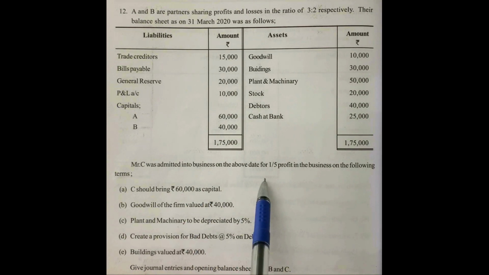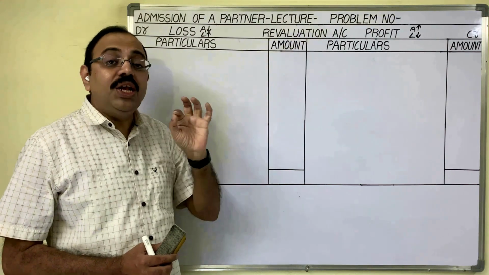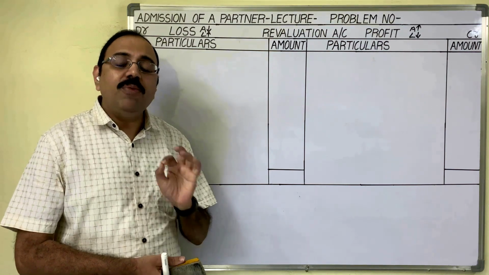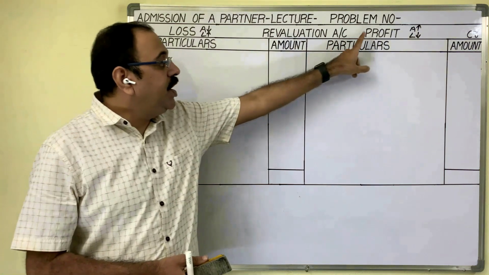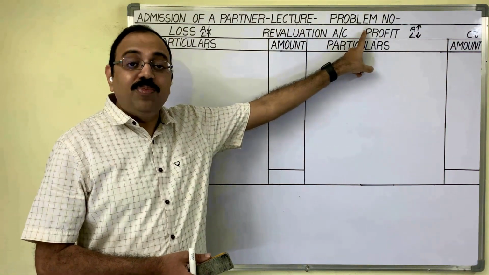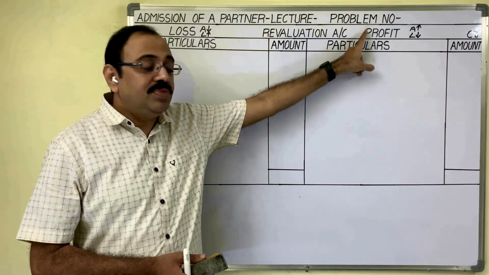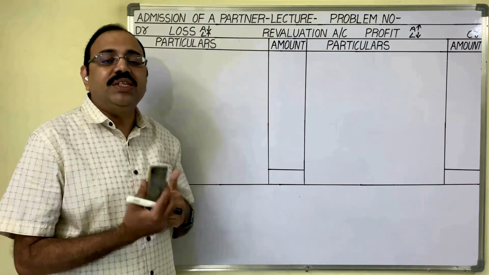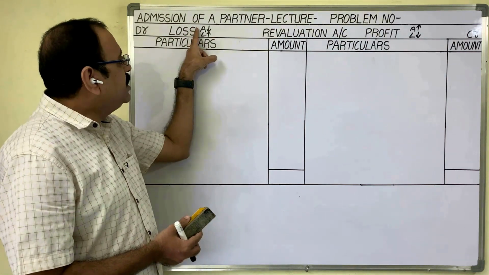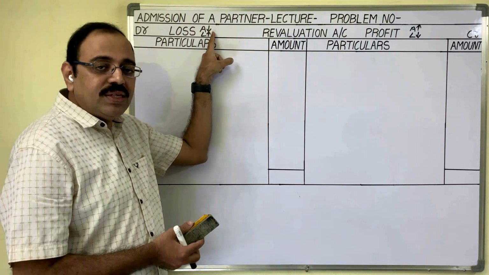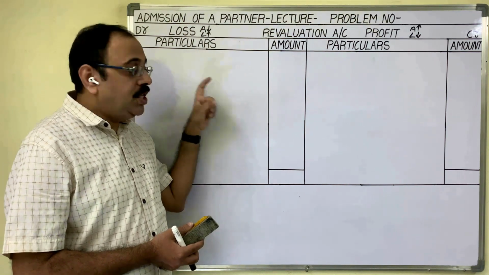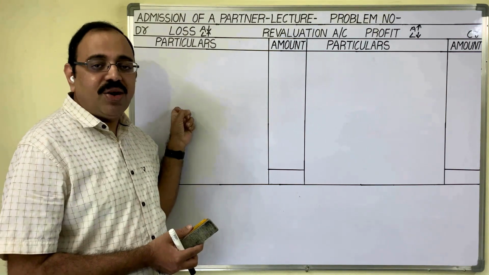Let us start the solution with the ledger, first account, revaluation account. Revaluation account is a nominal account. What is the nominal account rule? Debit all expenses and losses, credit all incomes, gains and profits. When a loss comes in revaluation of assets and liabilities, if asset value decreases or if liability value increases, it is a loss. It should be debited to revaluation account.